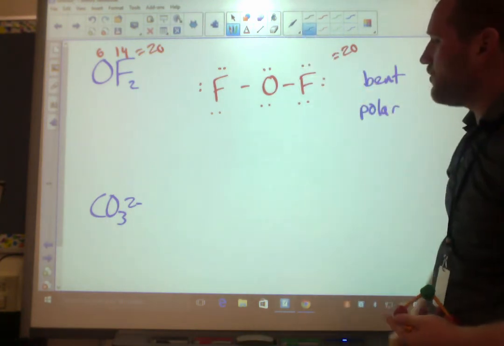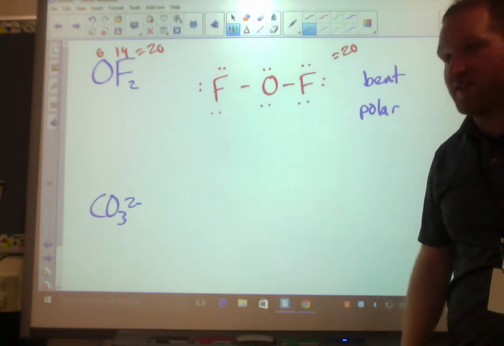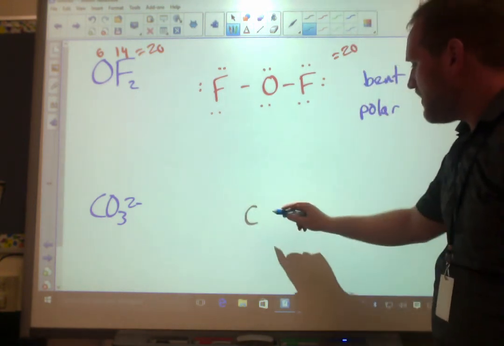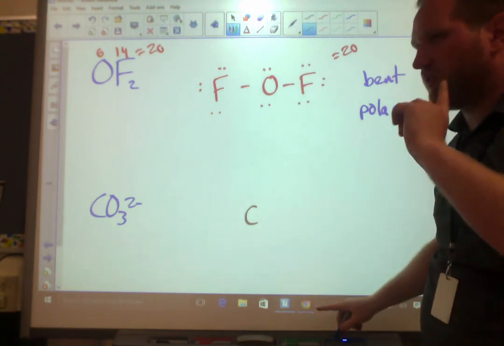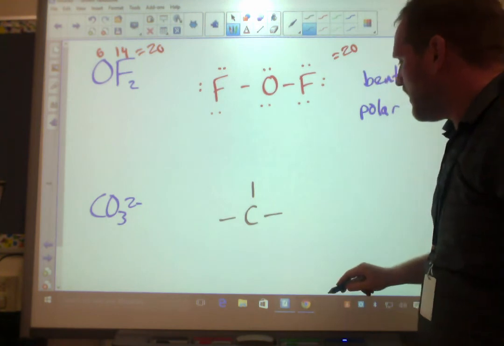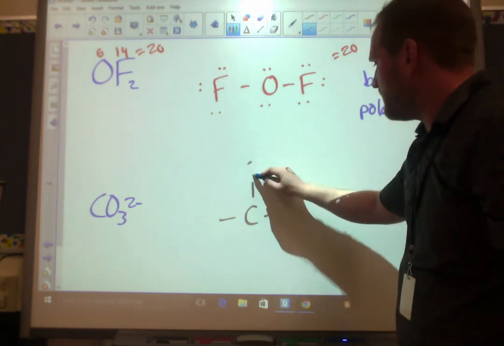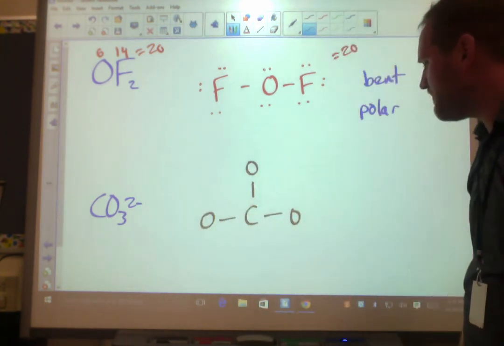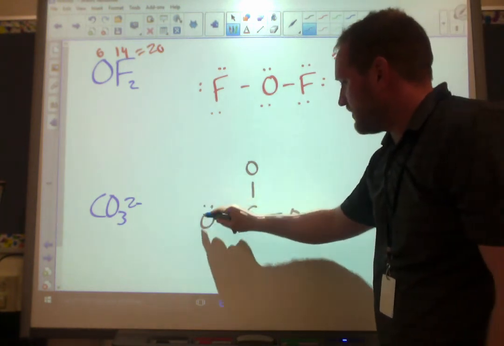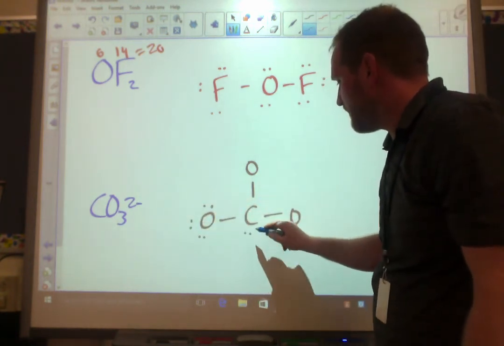Last one, CO3 2-, that's carbonate. All right, carbon in the middle. I realized I made a mistake on the last one. I'll go back at the end. Carbon in the middle. 3 oxygens around it, like that. Let's count electrons. Well, let's give it lone pairs first. Don't forget the carbon.